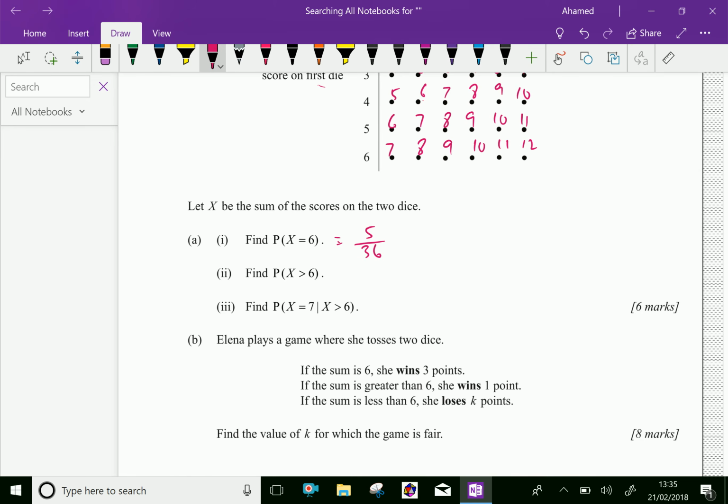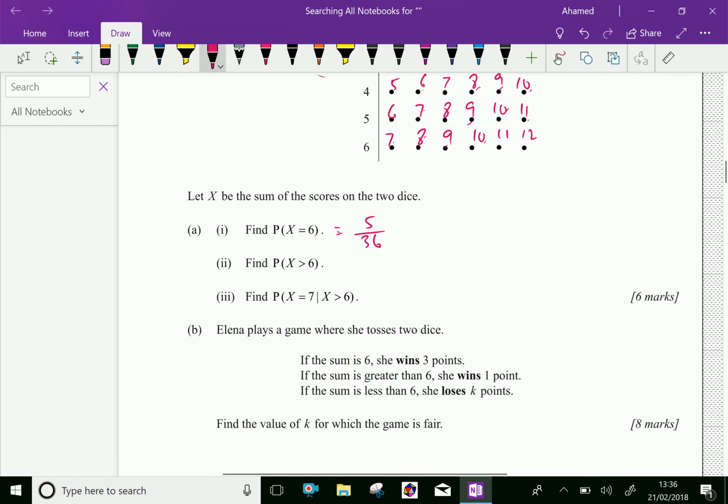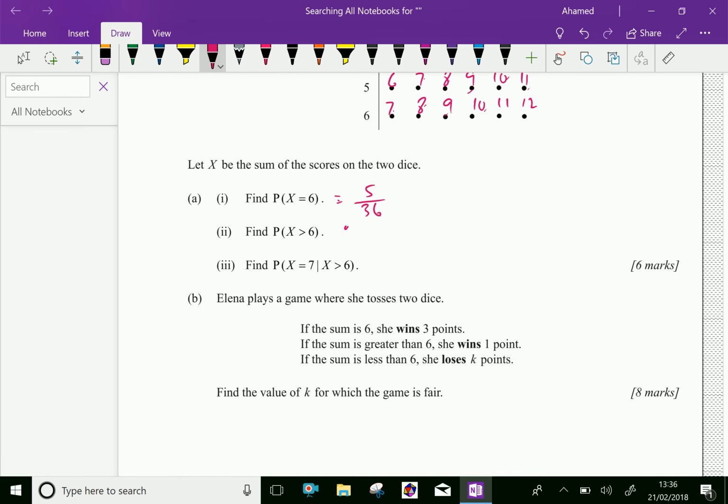Here, P of x greater than 6. The numbers greater than 6 are 1, 2, 3, 4, 5, 6, 7, 8, 9, 10, 11, 12, 13, 14, 15, 16, 17, 18, 19, 20, 21. Therefore 21 numbers are greater than 6. It's 21 over the total sample space, 36. We can write the simplification as 3 7s and 3 12s.